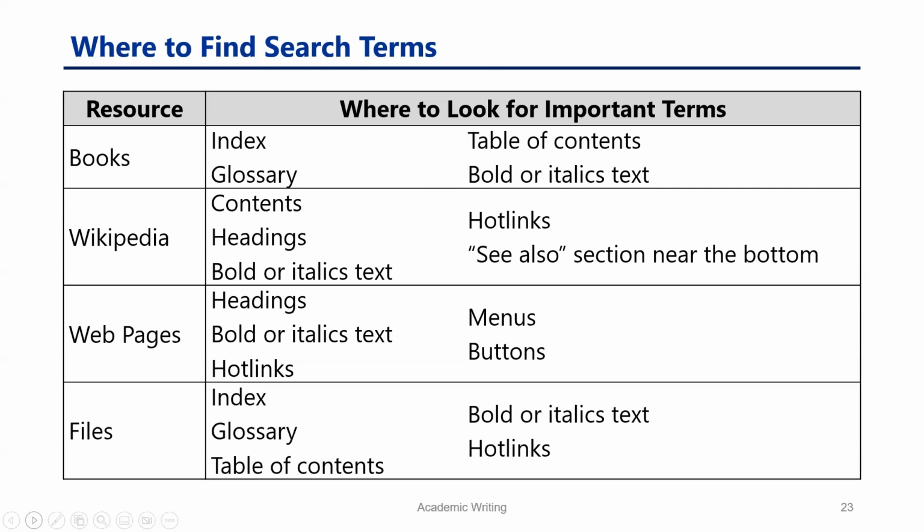Any web page that you go to could have search terms in the headings, bold or italics text, hot links, menus, and buttons. And finally, files that you download from the internet, such as maybe a PDF file or a Microsoft Word document, could have search terms in the index, the glossary, the table of contents, bold or italics text, and hot links.